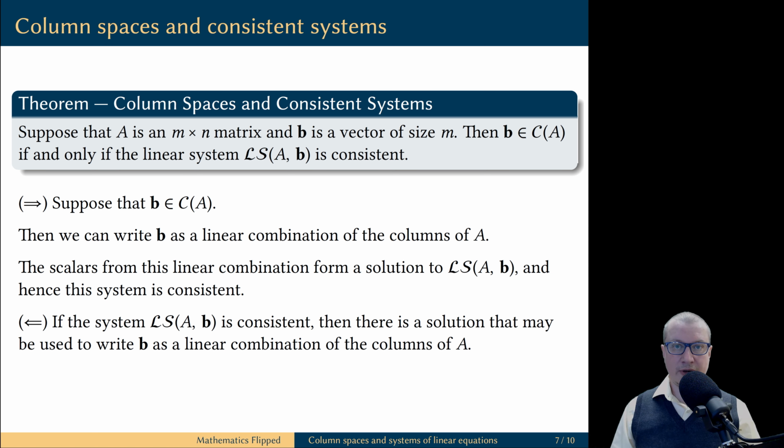In the opposite direction, let's assume that the linear system is consistent. Then it means that there is at least one solution. But the components of this solution vector can then be used to construct a linear combination of the columns of the coefficient matrix A that is equal to the vector b. And this is exactly what it means for the vector b to be a member of the column space of the matrix A.